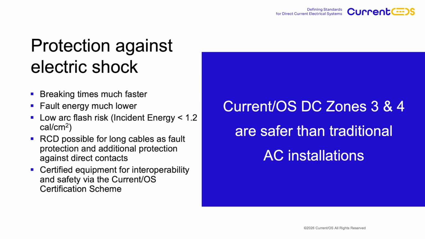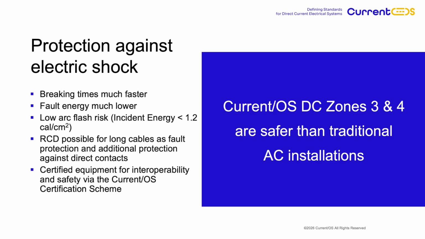And if we have a very low fault energy, also in the case of an arc flash, the incident energy is lower than 1.2 calories per square centimeter, as we mentioned earlier, which means that the maintenance crew doesn't need personal protection equipment inside Zones 3 and 4. Nevertheless, residual current protection devices, or RCDs, can still be used on long distribution cables. They may be used for fault protection, and as additional protection against direct contact.